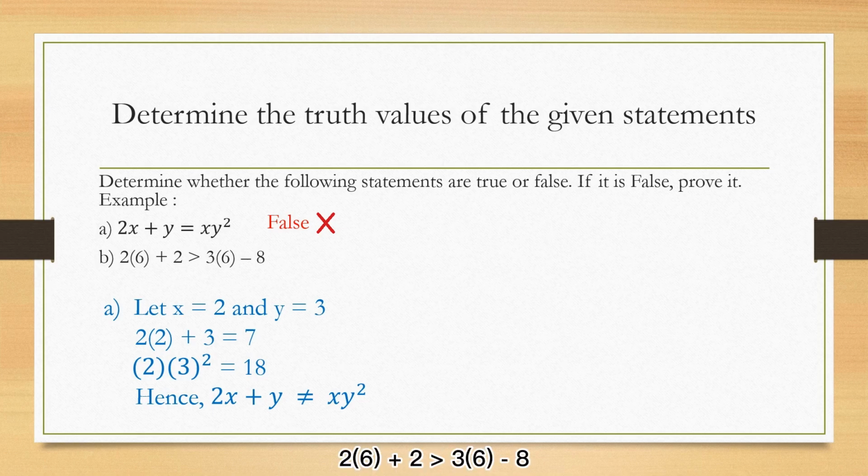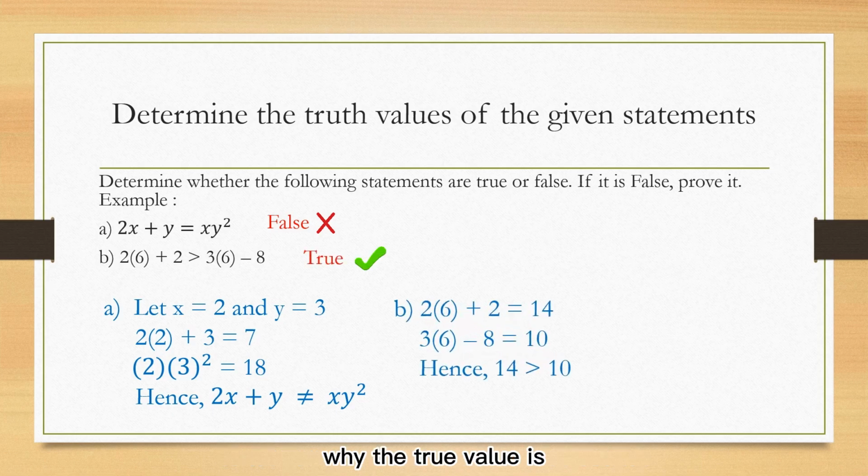Now then, question B. 2 times 6 plus 2 greater than 3 times 6 minus 8. To let you easily understand why the true value is true, I wrote down the steps, although it is true. 2 times 6 plus 2 equal to 14. The other side is 3 times 6 minus 8 equal to 10. Now we can say that 14 is greater than 10. It is true.